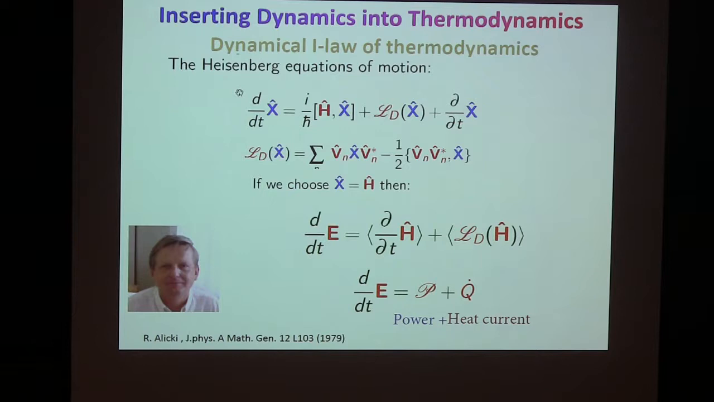And if we choose for this operator the Hamiltonian itself, we get the time derivative of the first law of thermodynamics. So the time derivative of the change in energy has two parts: the explicit time dependence of the Hamiltonian, which we interpret as power, and the dissipative part, which we interpret as heat current. Now, it's been more than 30 years since this equation, and this basic equation is still debated, and I'll get to that.